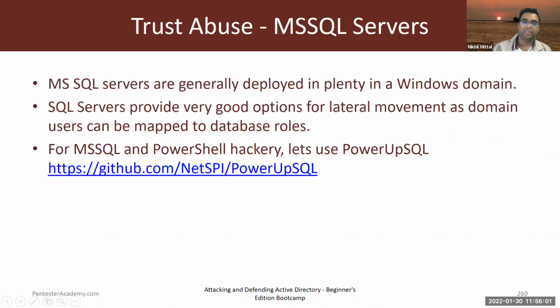All right. So the final thing in the attack part that we are going to take a look at is SQL servers. Now, SQL servers are generally deployed in plenty in a Windows domain, and they provide very good options for lateral movement. The biggest reason for that is you can map domain users to database roles. So what happens because of that?